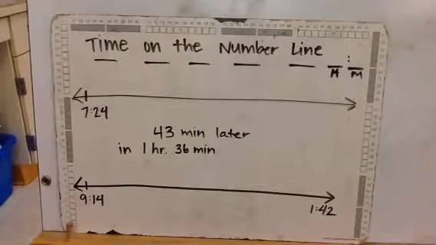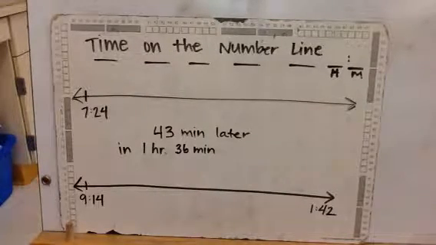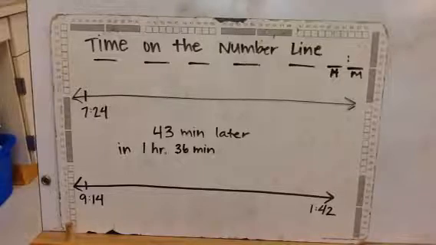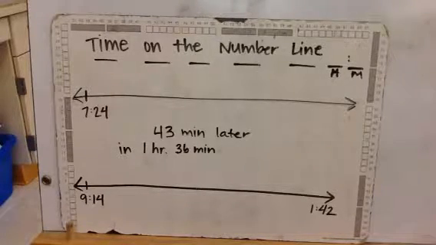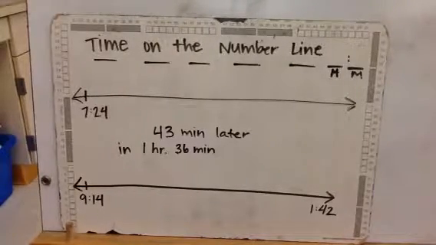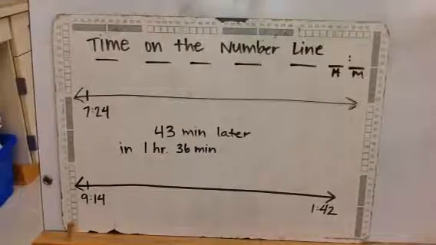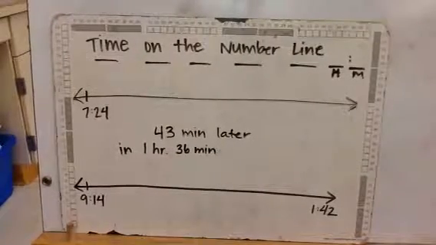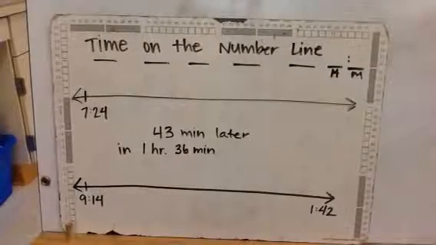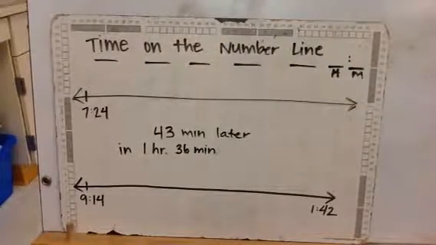Video, I'm going to be showing you how to show elapsed time on the number line. So elapsed time is as time passes, so how long it takes to do something, or if this is my starting time and this is how many minutes an event was, what my ending time would be. So I'm going to show you two different examples of that.